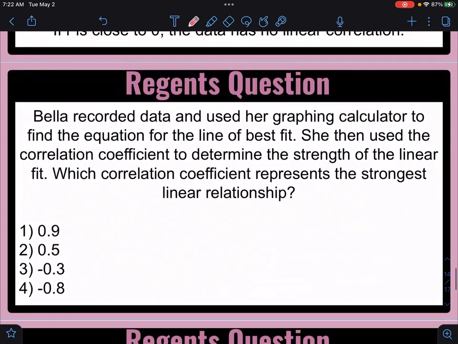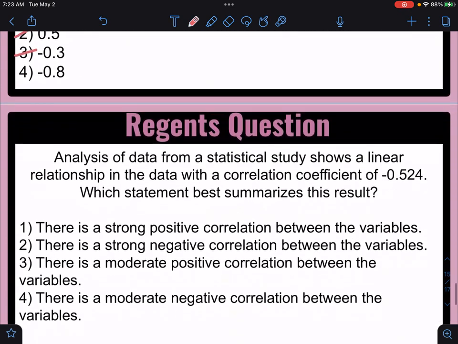So let's look at this Regents question. Bella recorded data and used her graphing calculator to find the equation for the line of best fit. So when you go to linear regression, you would find an R value. She then used the correlation coefficient to determine the strength of the linear fit. Which correlation coefficient represents the strongest linear relationship, which means I need it to be close to 1 or -1. So it's not going to be this or this, and which one is closer would be 0.9. 0.8 is pretty close, but not as close as 0.9. Next one.